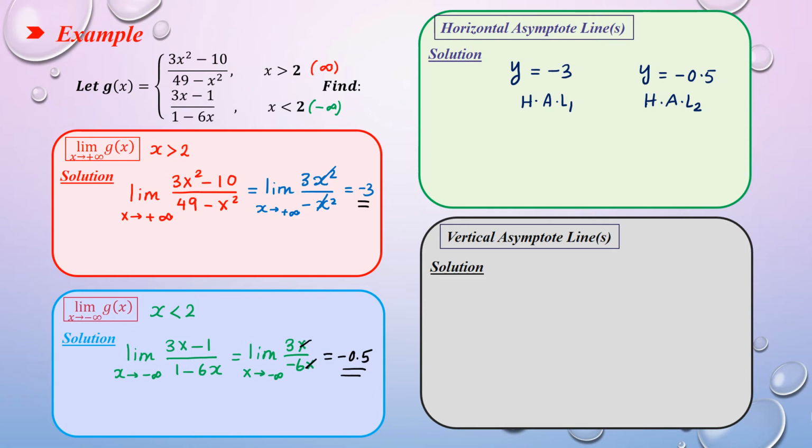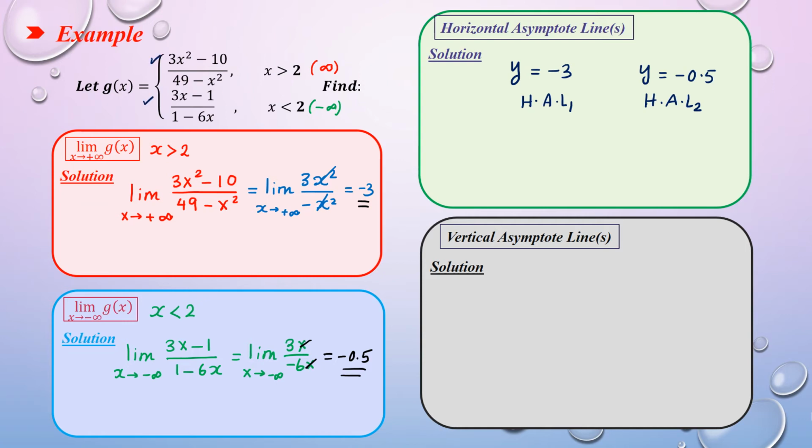Now what about the vertical asymptote lines in part 4? As you know, to find the vertical asymptote lines, you have to take a function, then make the denominator equal to 0 after simplifying. So we have two functions. This is the first one and this is the second one.